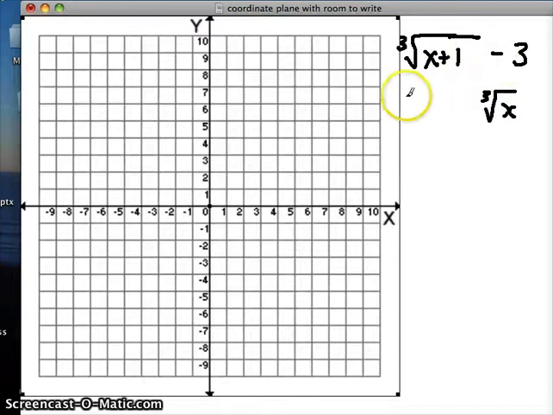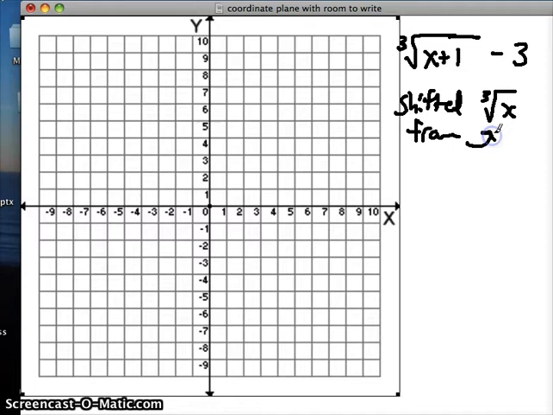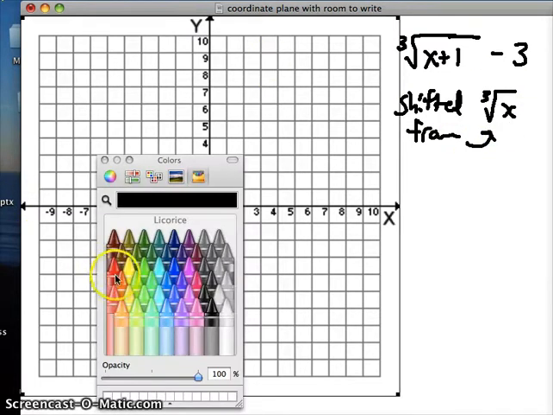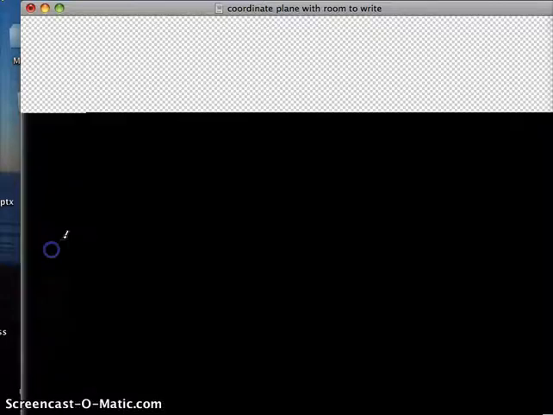So how did this get shifted away from this? Well, that is the same as saying from the origin. So we know that our vertex or center of a cube root is at the origin, 0, 0. And then the next pattern to find the other points is up 1 over 1, and then up 1 over 7. 1, 2, 3, 4, 5, 6, 7. And then working backwards, we go down 1, left 1, and down 1, left 7. 1, 2, 3, 4, 5, 6, 7. And there is our most basic cube root graph.